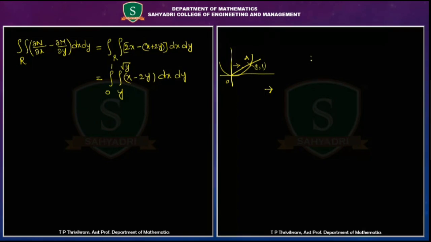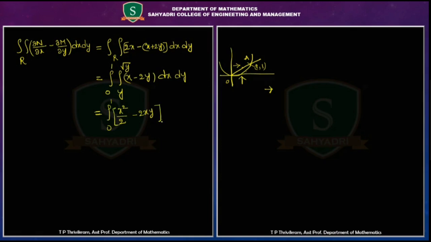Suppose you are checking in the vertical direction. At that time you will get root y to y. Because if you are checking in this direction, first it is y equal to x square, that means x equal to root y. Next here also x equal to y. So we are checking in the horizontal direction, not the vertical direction. Clear? So this one is equal to the integral 0 to 1. Apply the limits with respect to x. So integrate first: x square by 2 minus 2xy.